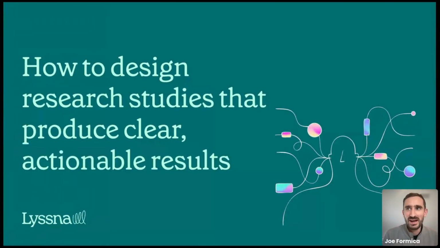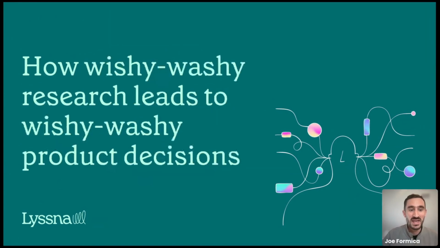The title of this workshop, I tweaked this one a lot to try to get the point across of what we're doing here, but not make it too wordy, which I think it is a little bit: how to design research studies that produce clear, actionable results. Here's what I kept coming back to and that we're going to talk about a lot today. Here's what I wanted to name this workshop: how wishy-washy research leads to wishy-washy product decisions. Vague, unclear, passive research questions leading to results that aren't really actionable. And wishy-washy was just the phrase that I kept coming back to in this.